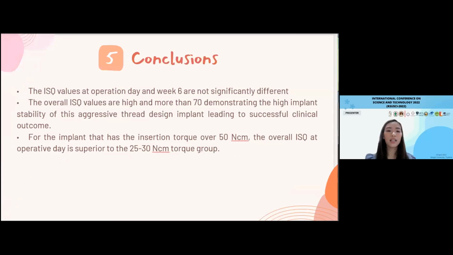Conclusion. The ISQ values at operative day and week 6 are not significantly different. The overall ISQ is high, more than 70, demonstrating the high implant stability of this aggressive test design implant, leading to successful clinical outcome. For implants that have insertion torque over 50 Newton centimeter, the overall ISQ at operative day is superior to the 25 to 30 Newton centimeter torque group.